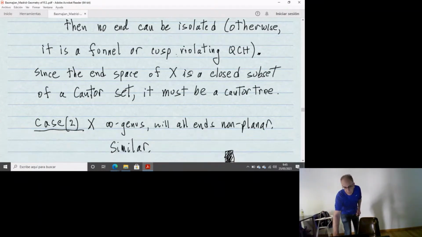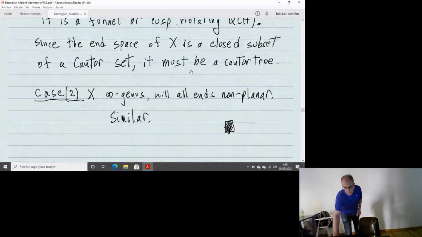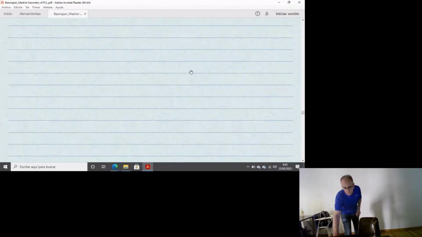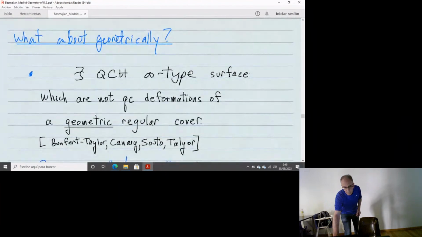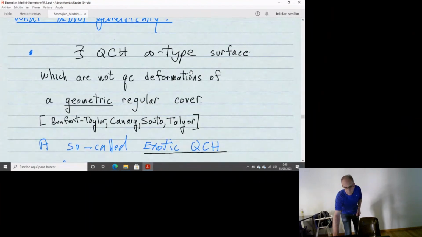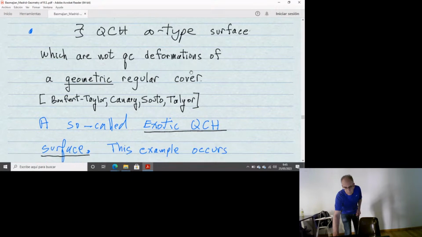Similar kind of argument. So just to recap, the corollary was that every QCH Riemann surface is a topological regular cover of a closed surface.